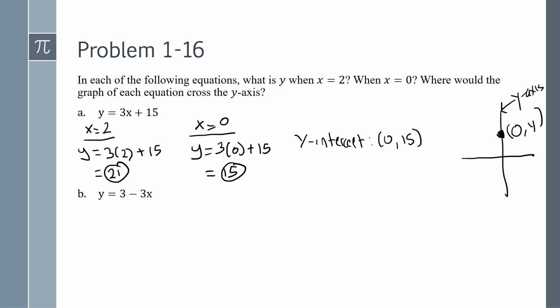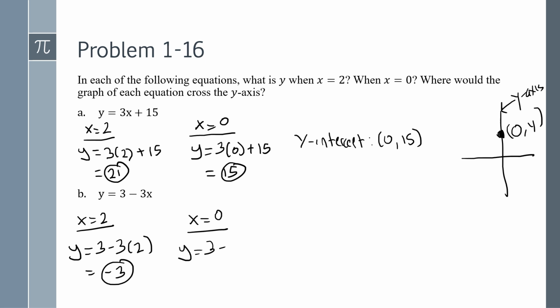So let's repeat this for part B. Again, when x is 2, I get y equals 3 minus 3 times 2. Well, 3 times 2 is 6, and 3 minus 6 is negative 3. When x is 0, I get y equals 3 minus 3 times 0. 3 times 0 is 0, and 3 minus 0 is 3. Again, where it crosses the y-axis, the y-intercept, is what I get when x is 0. I got 3, so I would get (0, 3) as the point where it crosses the y-axis.